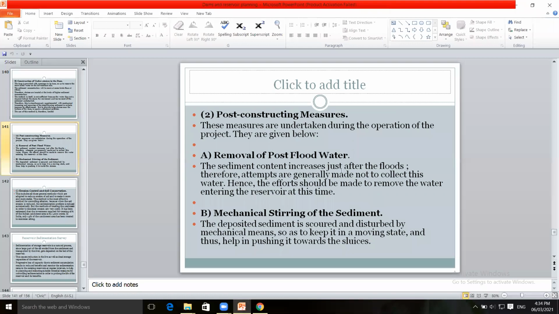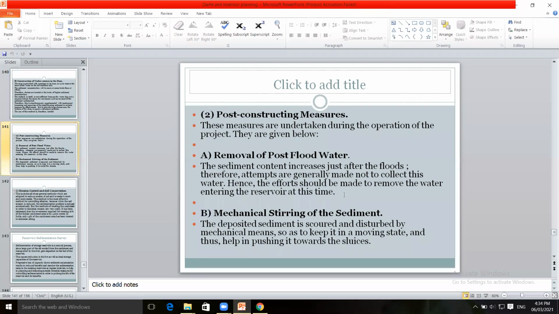The sediment content increases just after the flood; during a flood in the river, the sediment content may increase. So, during a flood, attempts are generally made not to collect this water, the water which contains sediment. So that water is not collected. Effort should be made to remove the water entering the reservoir at this time.